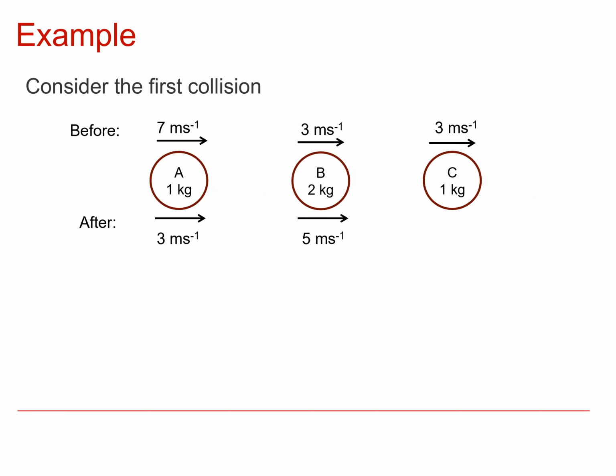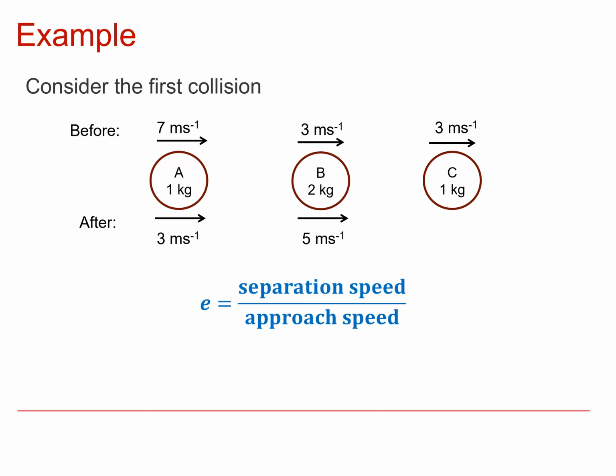We know that the coefficient of restitution E is given by the speed of separation divided by the speed of approach. So in this case, afterwards they're separating at 5 minus 3, with a separation speed of 2, and the speed of approach is 7 minus 3, which is 4. So that gives us a value of E equal to 1/2.